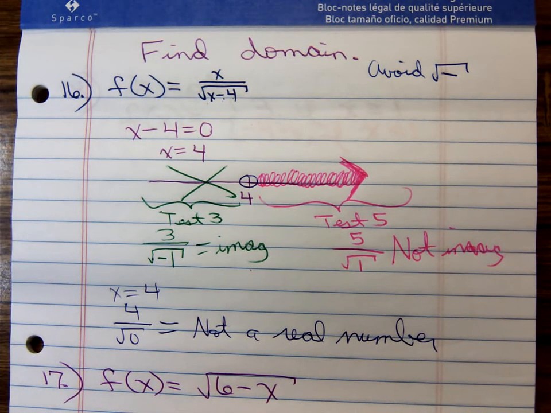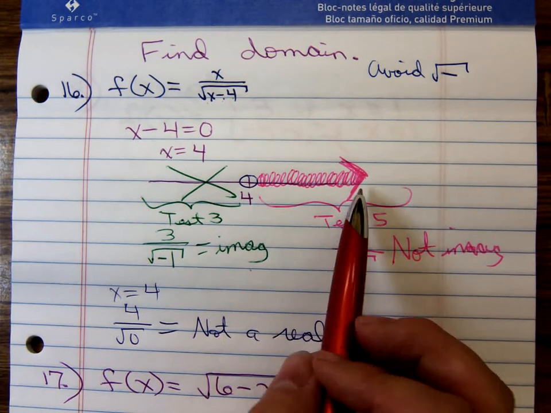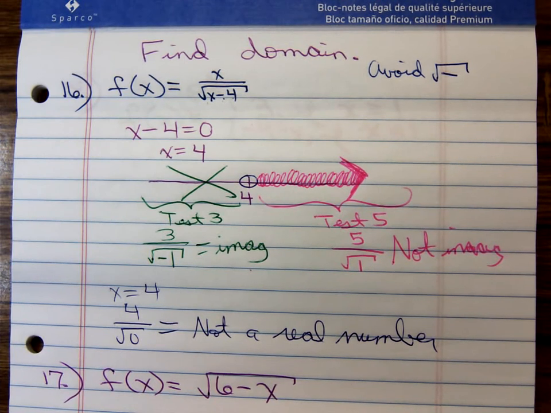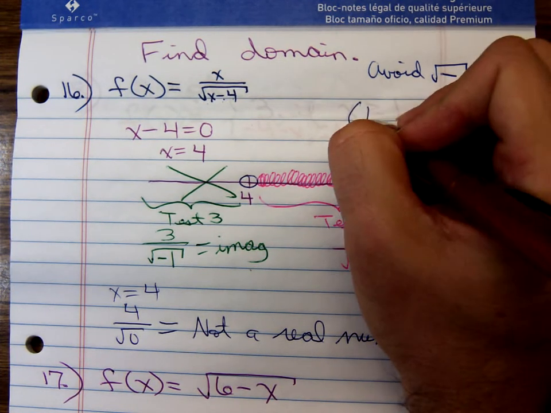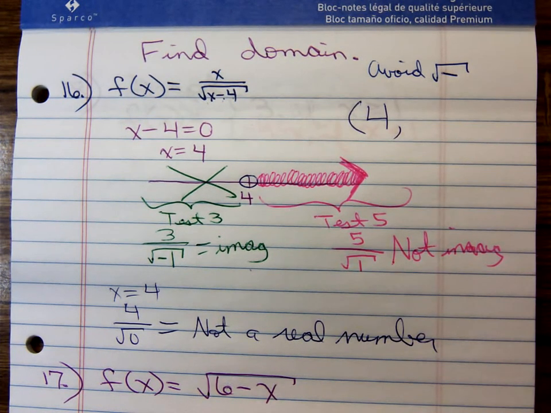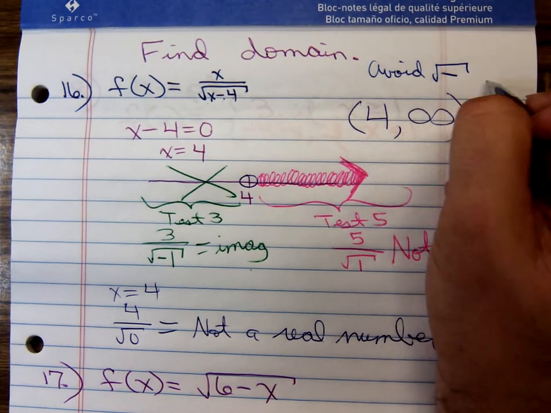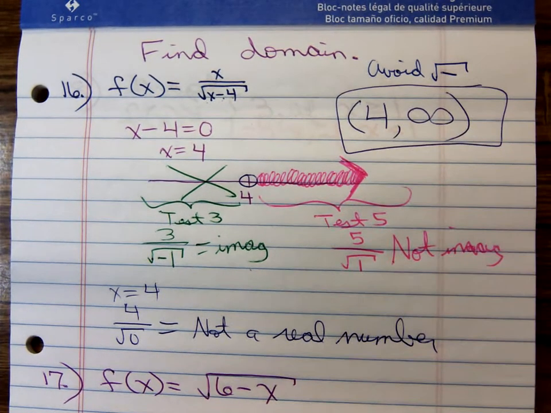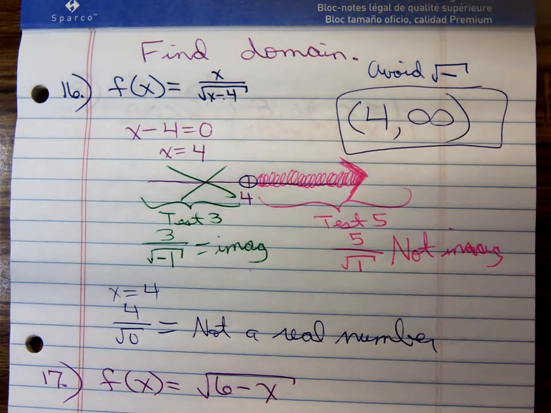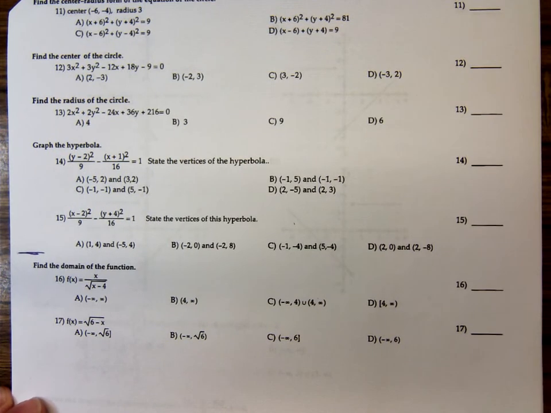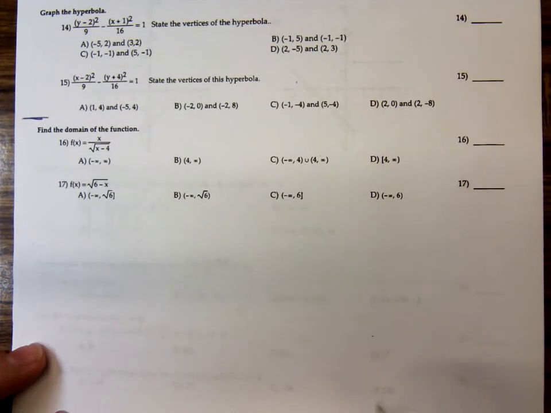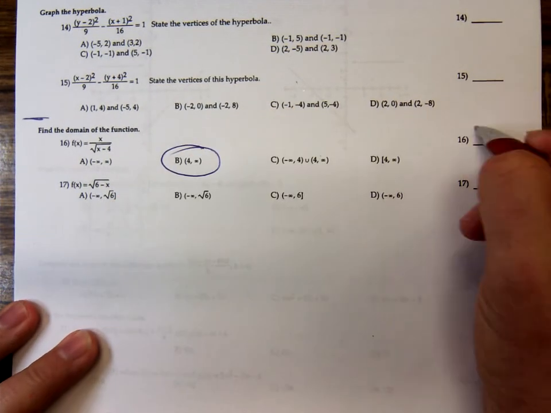So our domain is all numbers to the right of 4 on the number line. How would we say that using interval notation? Parentheses 4 comma infinity. So looking at number 16, 4 comma infinity, where are we? Right here. There it is, response B.